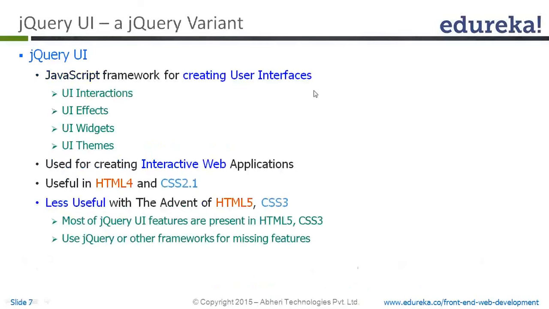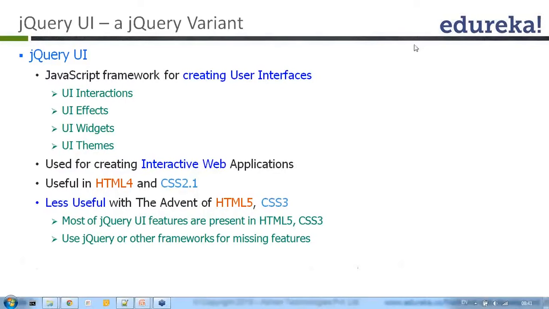As I was saying, there are other variants of jQuery as well, which is jQuery UI. Basically, it is mainly used for, as I said, creating user interfaces. It has very specific, specialized functions for UI interactions, effects, widgets, and themes. There are a few other than jQuery core as well, so jQuery UI provides many more user interface related functions.